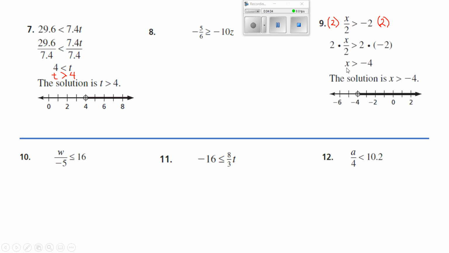We see that x over here is in front, so we can follow the inequality symbol. We'll use an open circle since there's no line showing that it equals -4. Number 10 is for you to do. Number 11, I see that I'm going to have to separate 8/3 from t. In order to do this, I'll multiply to the inverse, which is 3/8. Whatever I do to one side, I do to the other. So I'll multiply this side to 3/8.